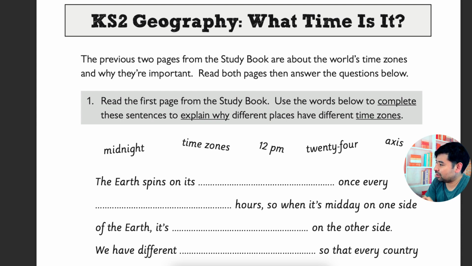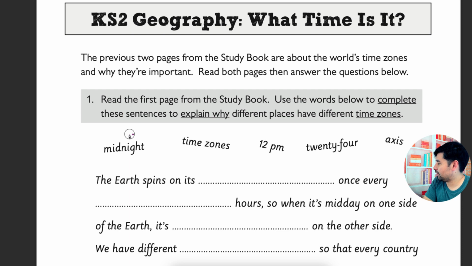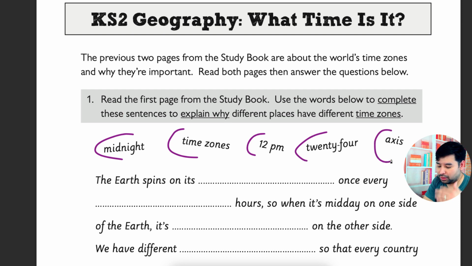Porque diferentes lugares têm diferentes linhas de horas, okay? So let's take a look at that. If we analyze here, we have these words. I'm gonna read for you: midnight, time zones, 12 p.m., 24, and axis. Axis. Okay? I'm gonna give you the translation of this one, axis. Teacher, what is that? We can translate that as eixo. Oh, eixo. Teacher, I don't know what is eixo.